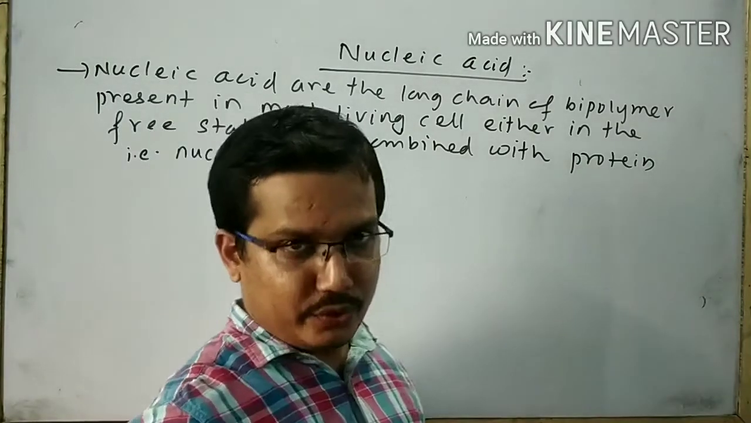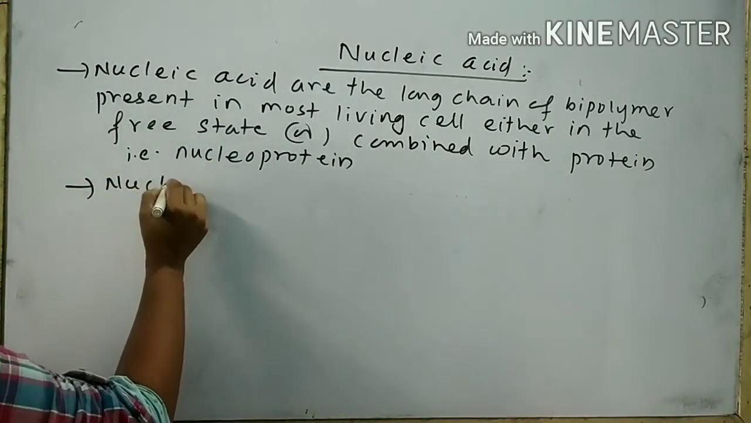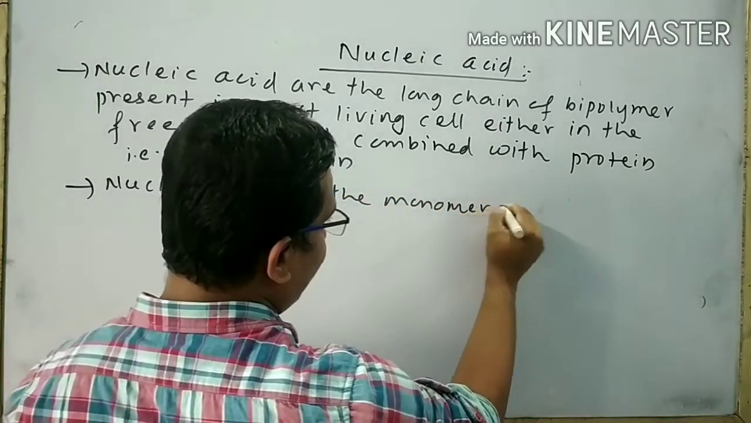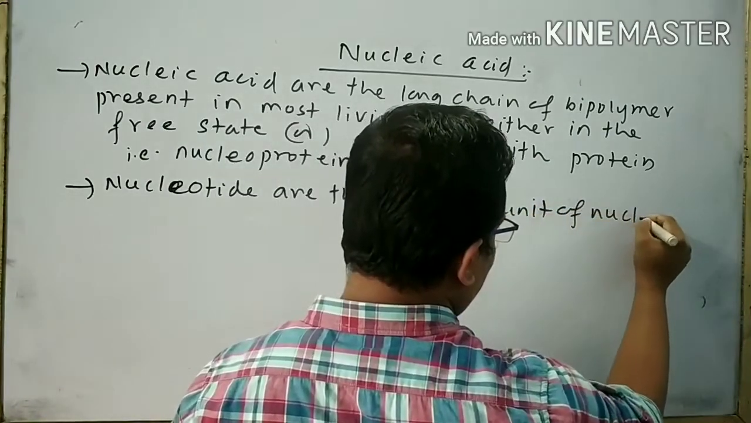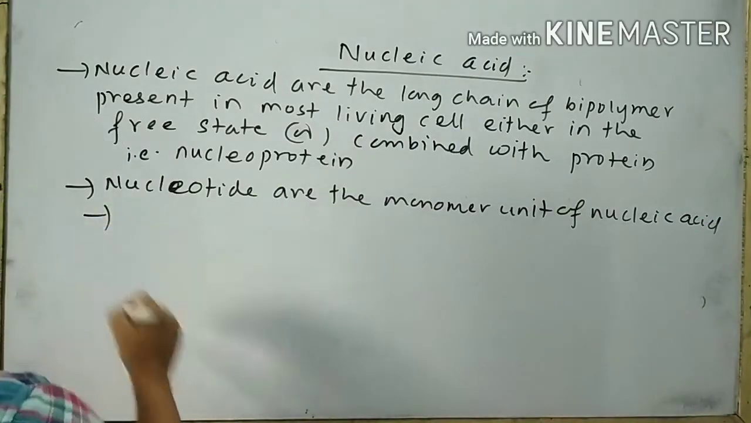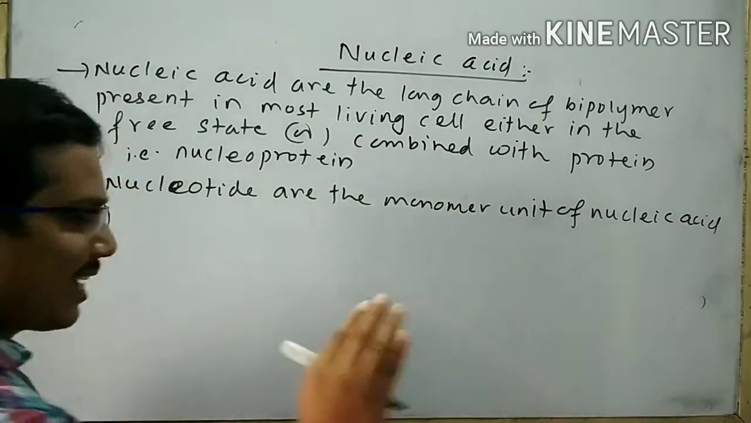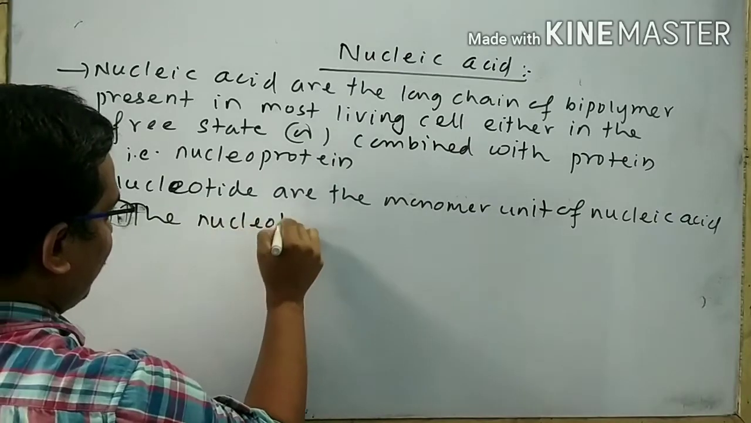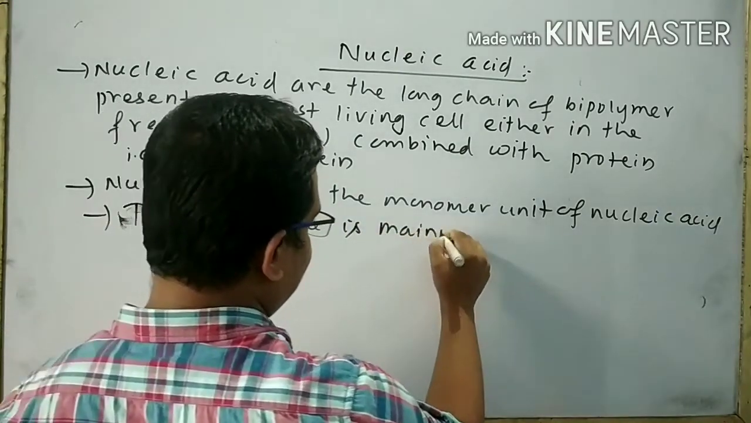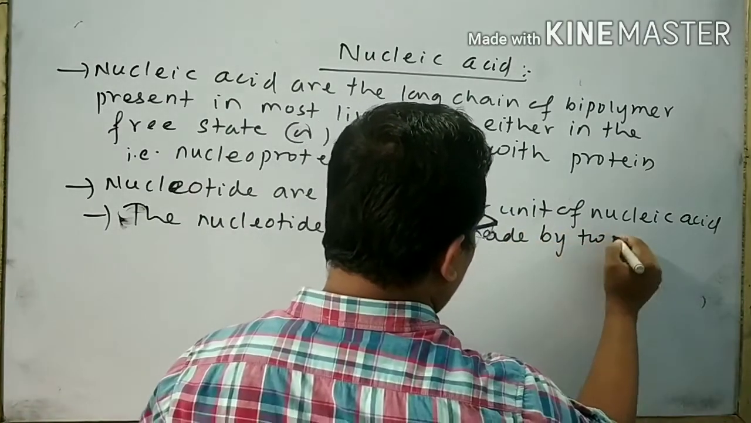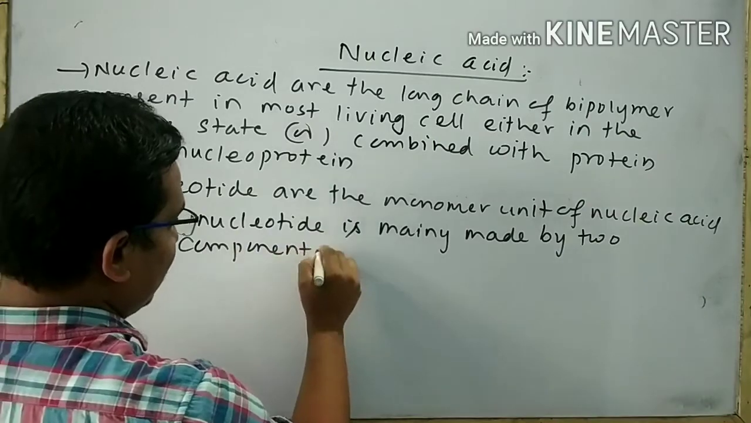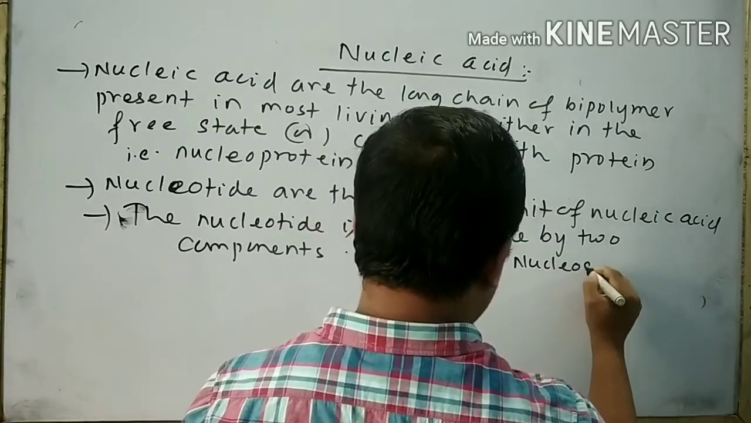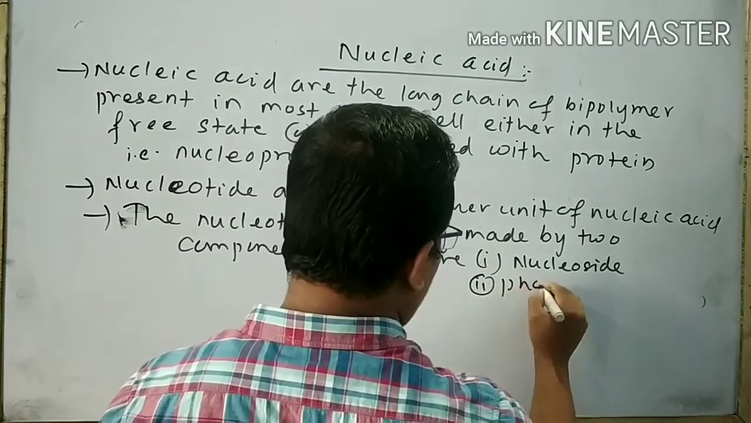Nucleotides are the monomer units of nucleic acid. The nucleotide is made of two components: one is nucleoside, another is phosphoric acid. So we can write: the nucleotide is mainly made of two components, number one is nucleoside, number two is phosphoric acid.